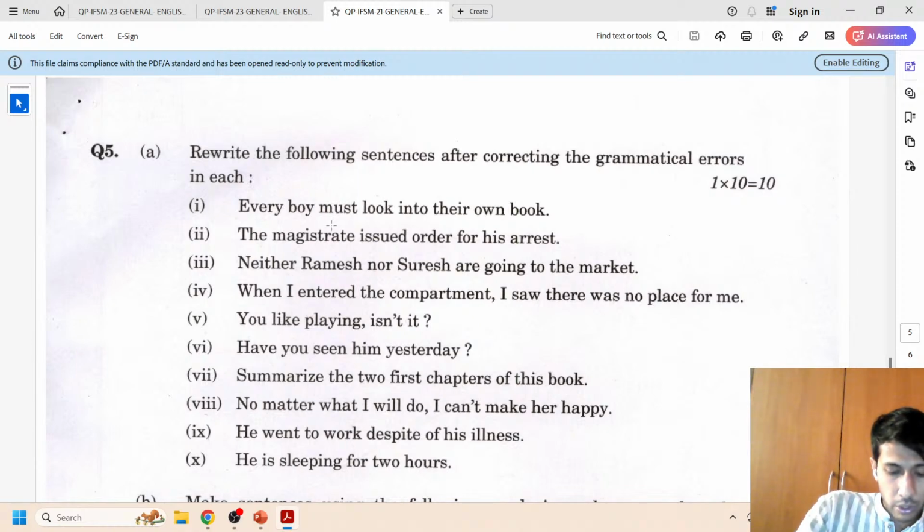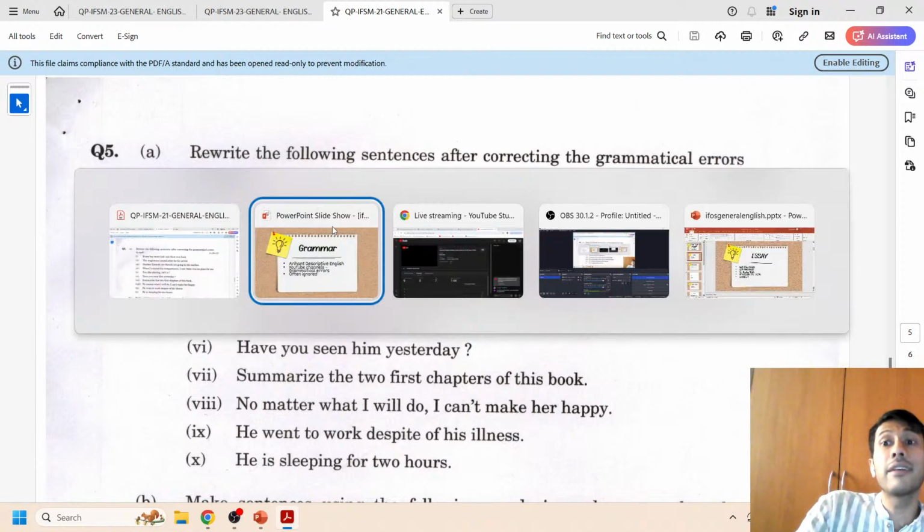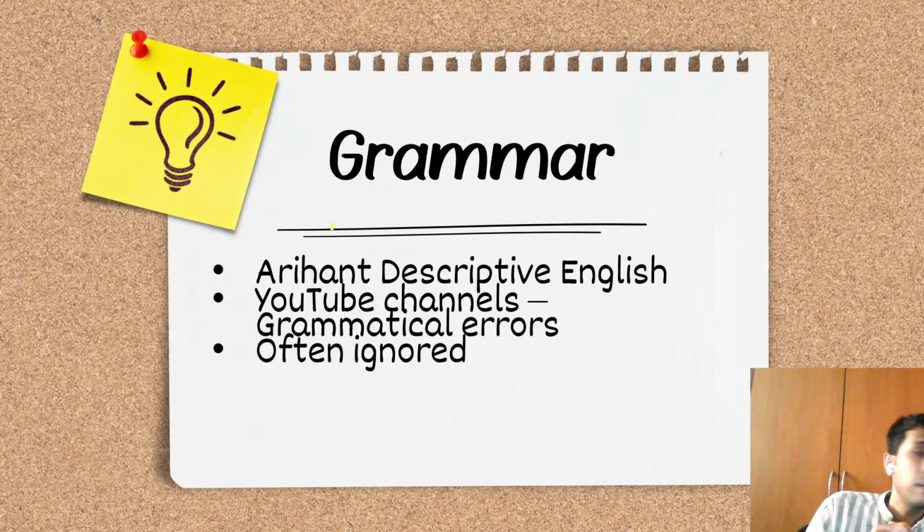So what you have to do for this 10 marks, along with the Arihan, there are a lot of YouTube channels. There was one very good YouTube channel when I wrote this exam back in 2021, that I think is now deactivated, or I'm unable to find it. But there are many, for many exams, not just for Forest Service, for SSC CGL. So watch a good one.